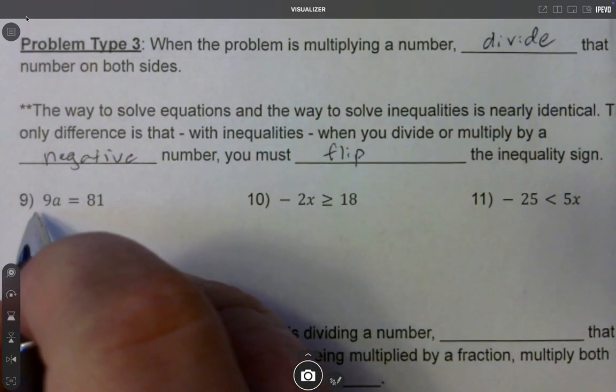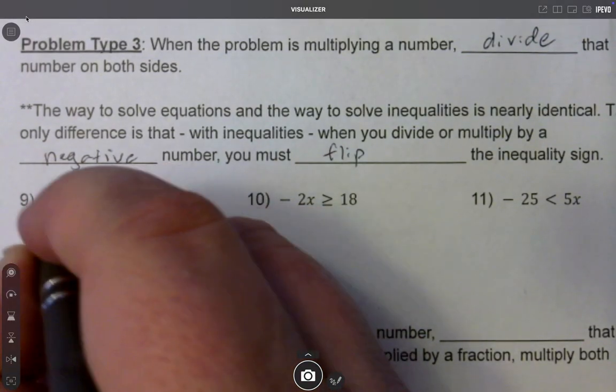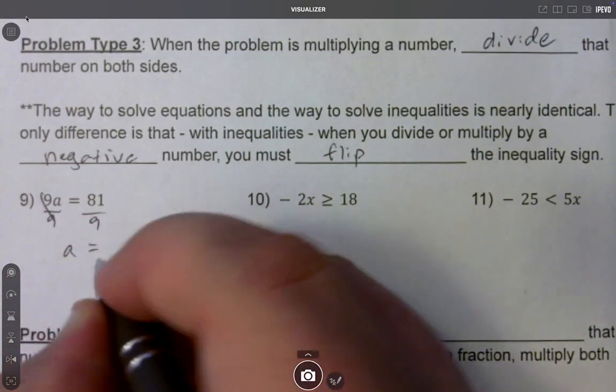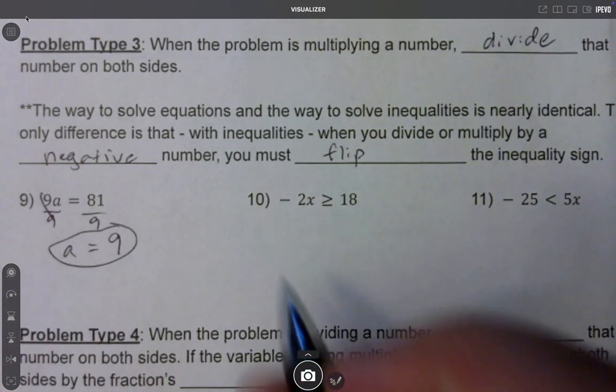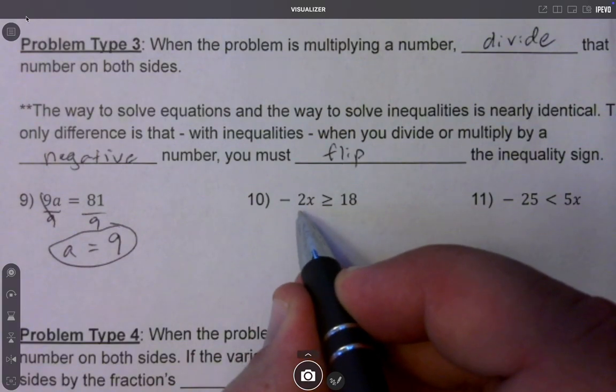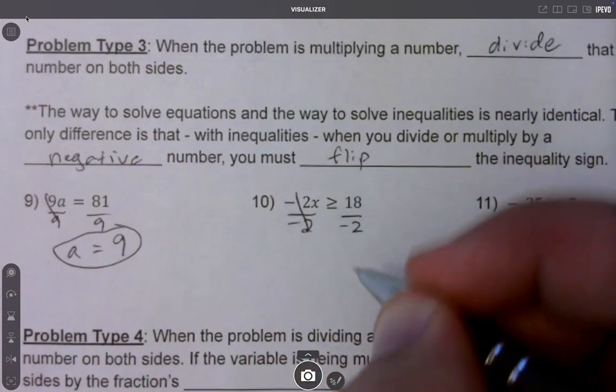Okay, so this is 9 times a. So we do the opposite and we divide by 9. So we get a equals 9. This is negative 2 times x. So we do the opposite and we divide by negative 2.